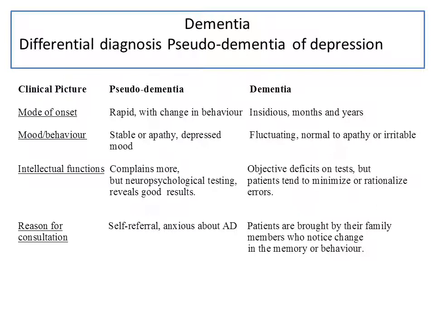On the other hand, dementia has insidious onset, months to years, with fluctuating behavior, apathetic or irritable. There is an objective deficit on neuropsychological testing, but the patient tends to minimize or rationalize the errors, and doesn't come by himself, but is brought or referred by his family, who notice the change in memory or behavior.